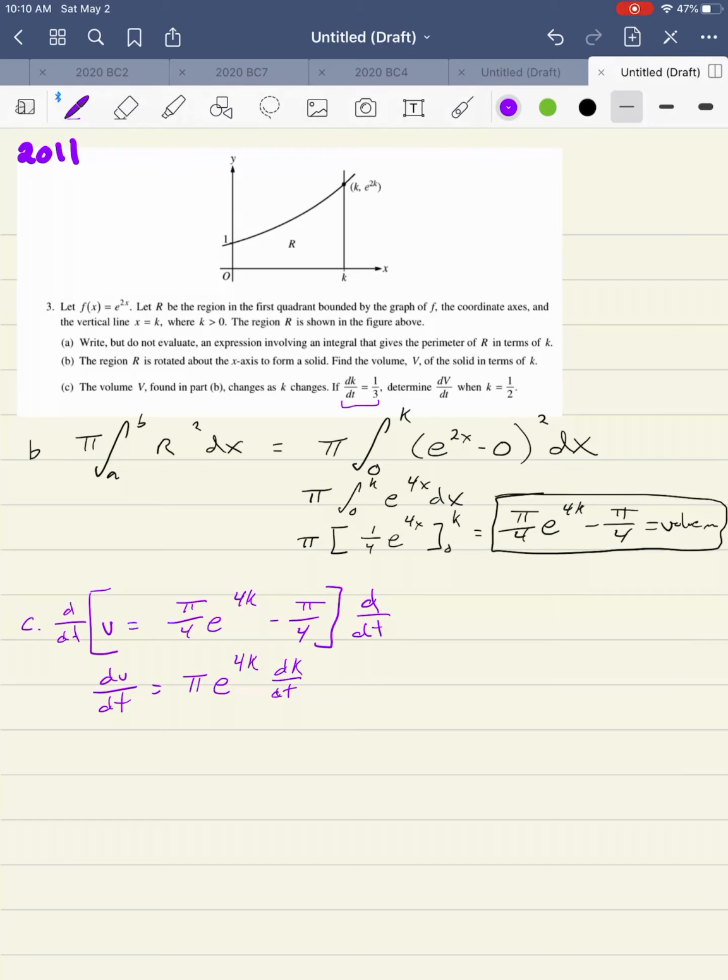All right, so now I've differentiated this. They told me that dk/dt is 1/3, and that k is 1/2, so you know everything now. The changing volume at that time is pi e to the 4 times 1/2, times 1/3. You could stop right there, or simplify it: it'd be pi over 3 e squared. That would be a 2-point problem overall.